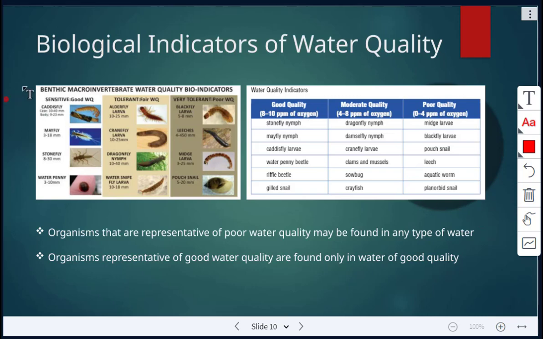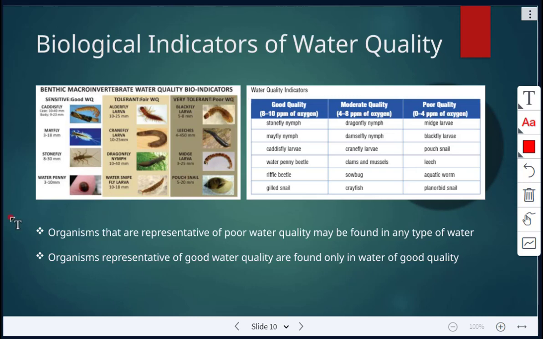All right, so again, in this slide here, we can see visually the macroinvertebrates as bioindicators. When we have sensitive species, they're found in good water quality. We have tolerant species when the water quality is fair or moderate, and then very tolerant species, that's when the water quality is very poor.